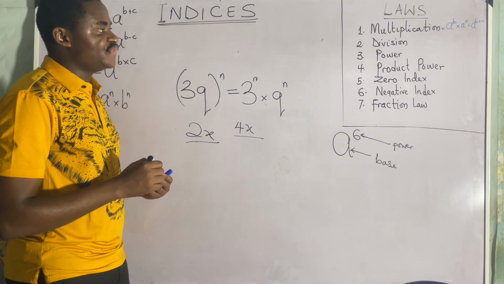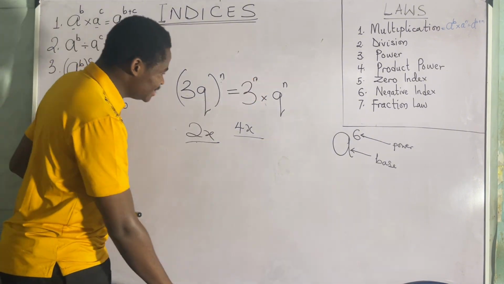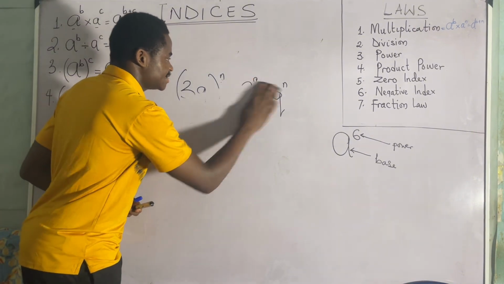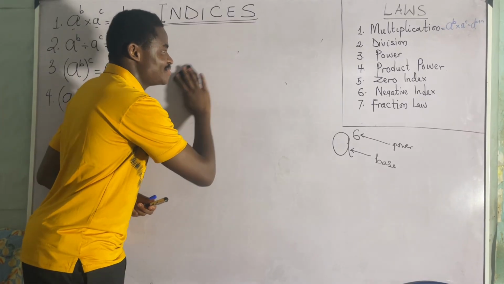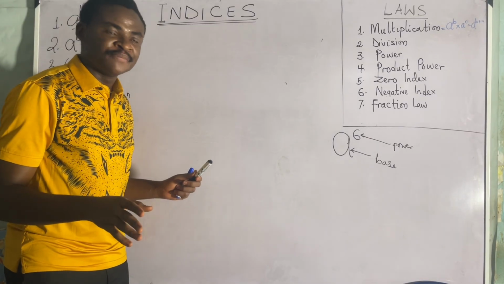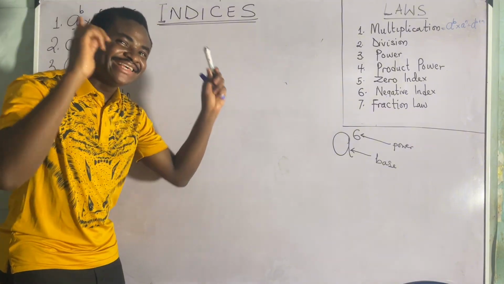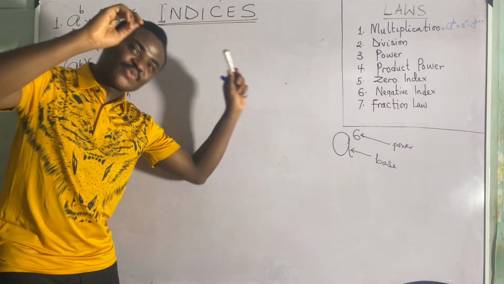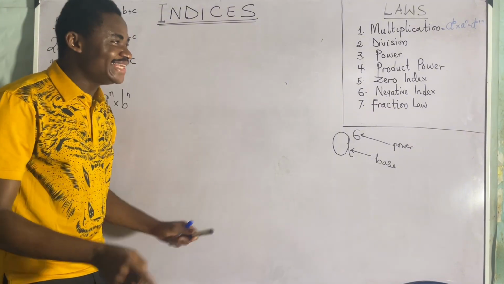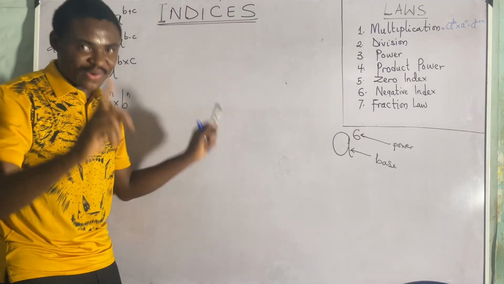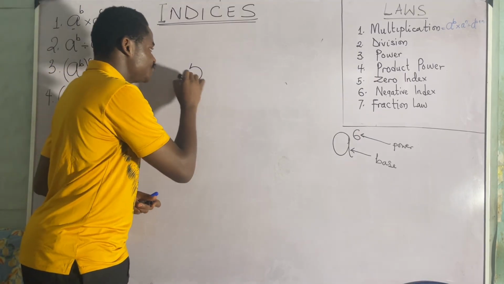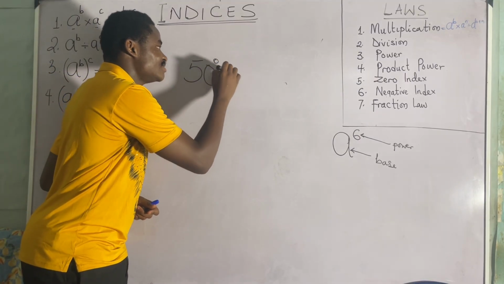That is it. Now the next one is the zero index. This one is something everyone usually knows. Even if you don't review these things again, you should know that anything raised to power 0 is 1. So 50 raised to power 0 is 1.